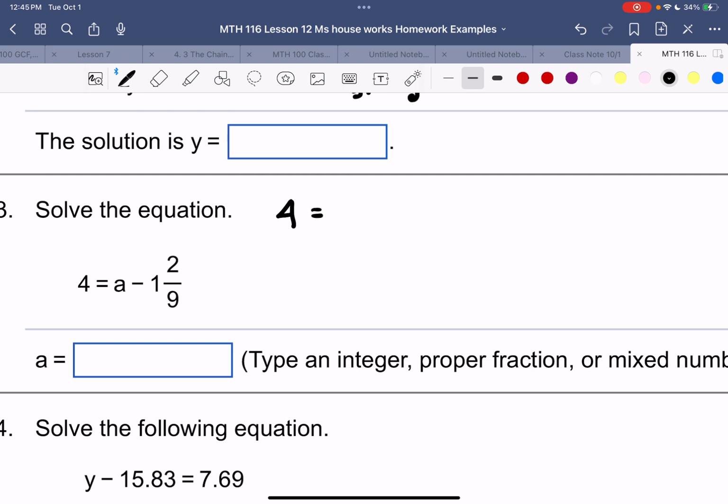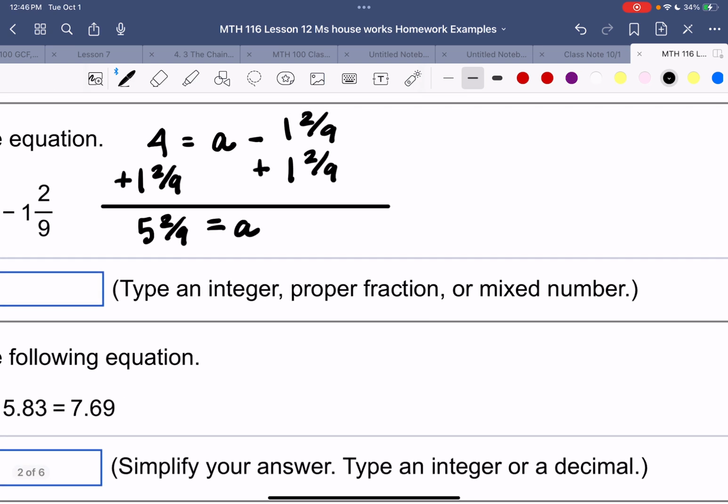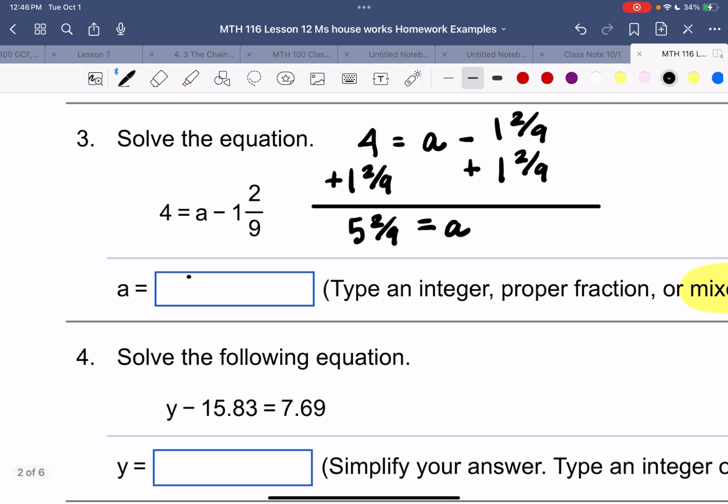4, this is example 3, is equal to a minus 1 2/9. Well, I'm going to have to add a 1 2/9 to both sides. So that's going to give me 5 2/9 equals a. Now, do they say we can have a mixed number? They do. So we're going to leave that as 5 2/9. And you can use your calculator and your ABC key, your fraction key on your calculator, to do fractions as necessary.